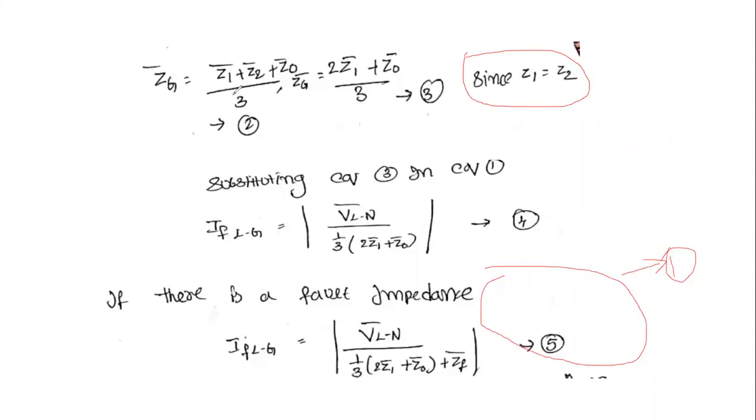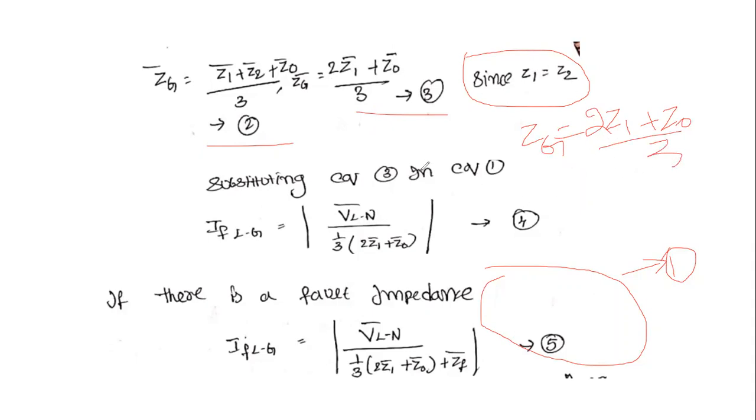This will be substituted in the second equation. Therefore, Z1 plus Z1 plus Z0, and Z1 plus Z1 is equal to 2Z1, so it is 2Z1 plus Z0 by 3. Consider this as equation number 3 and the earlier one as equation number 2. What is equation number 3? That is ZG, the ground impedance, is equal to 2Z1 plus Z0 by 3, where Z1 is the positive sequence impedance.